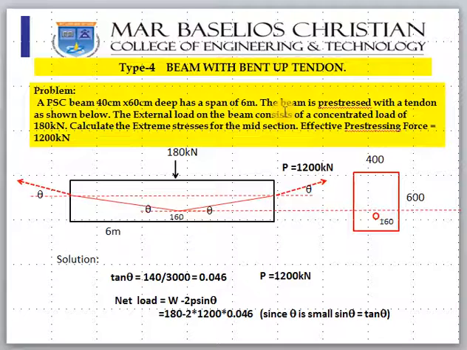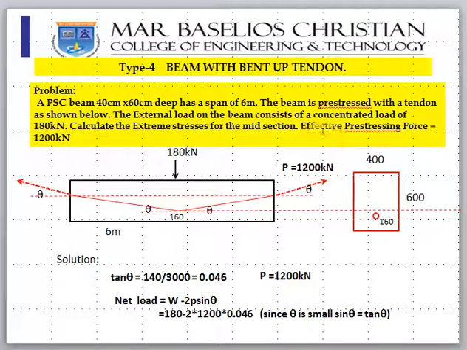External load on the beam consists of a concentrated load of 180 kilonewton. So a concentrated load of 180 kilonewton is acting at the center, which is a live load. Calculate the extreme stresses for the mid section. Effective prestressing force is 1200 kilonewton. So this P is given.